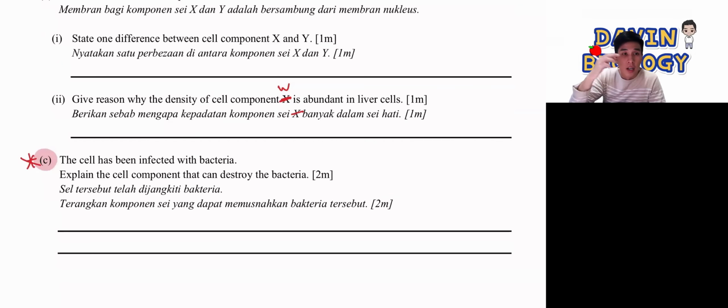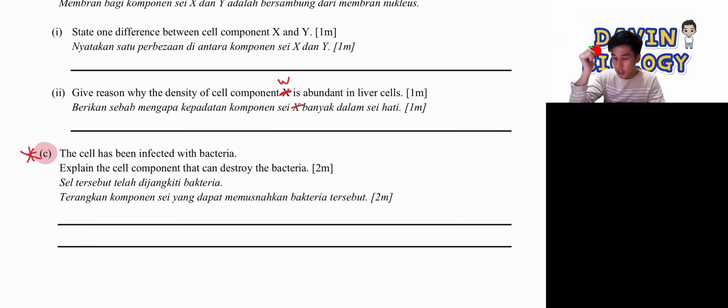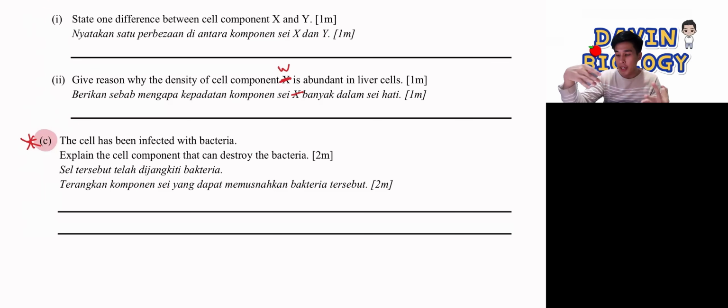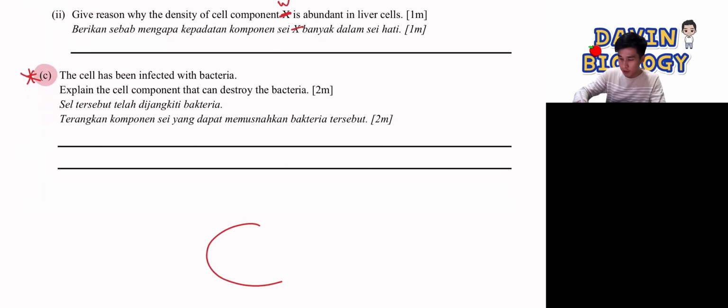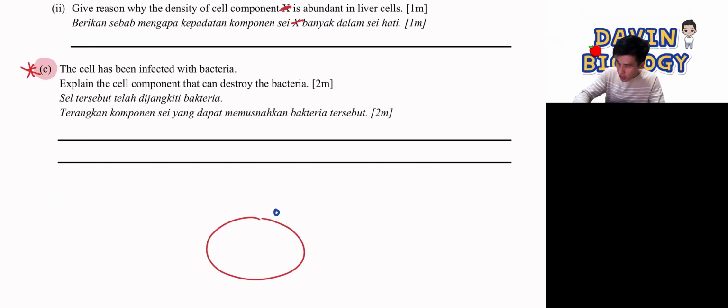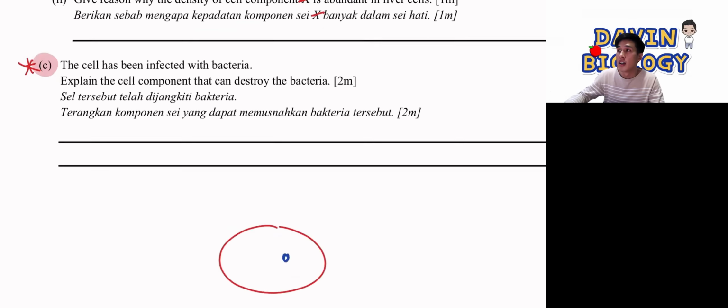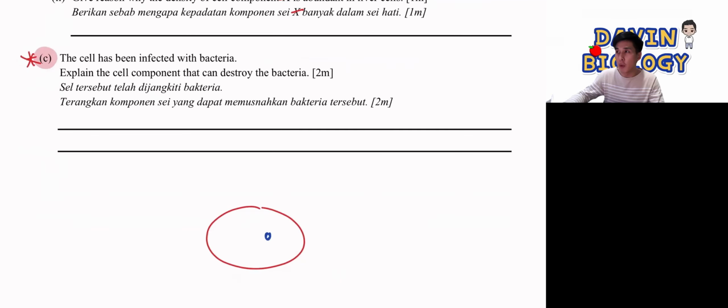C, now, the cell has been infected with a bacteria. Explain the cell component that can destroy the bacteria. So let's say I got a cell, got bacteria come and attack it. So what cell component can help destroy this bacteria? White blood cell. Okay, white blood cell, you're not answering the question, because they want the cell component, right? They didn't ask the name of the cell.